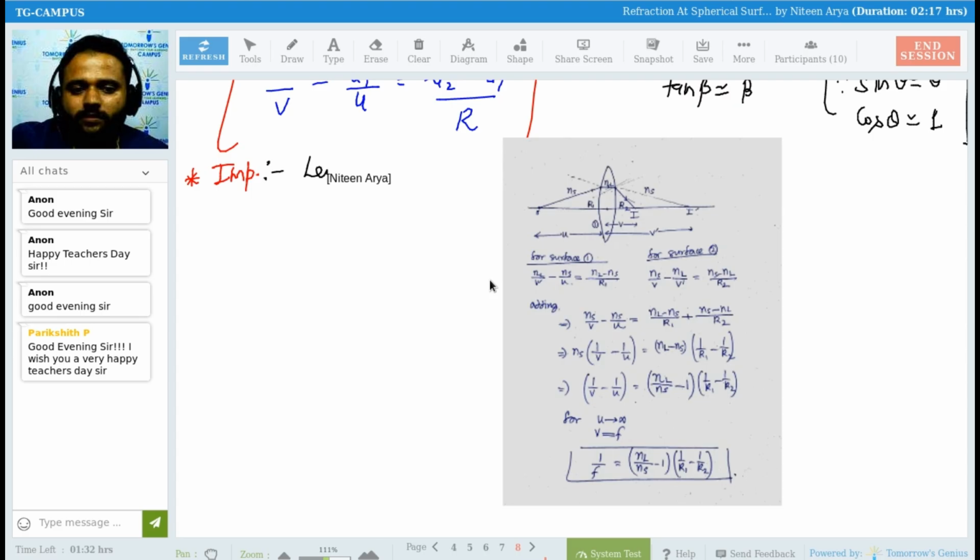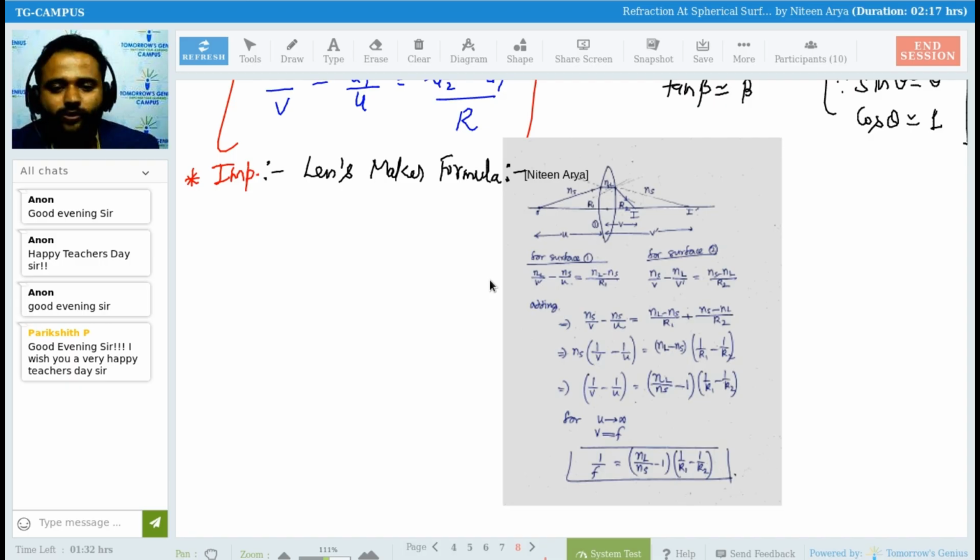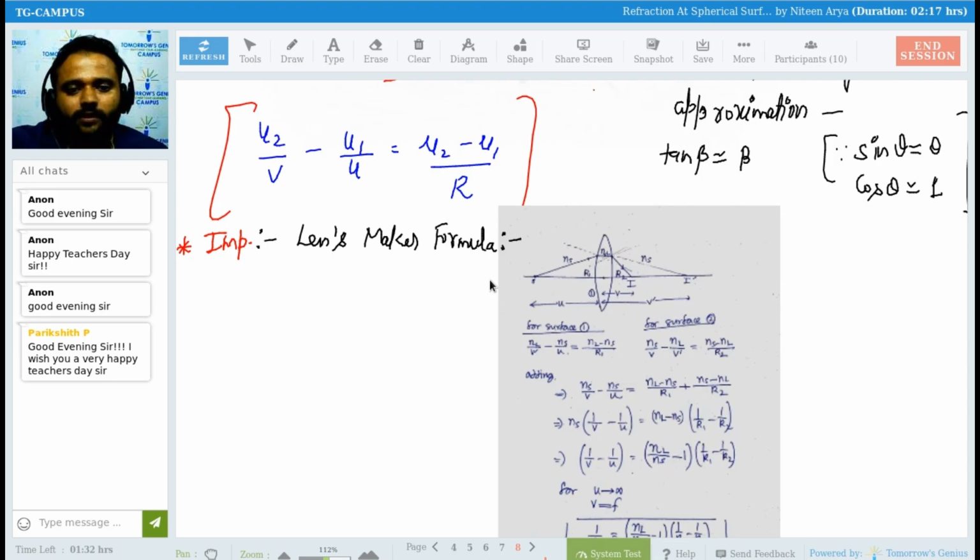That is your lens maker formula. Lens maker formula. Clear? So as you can see, on the one spherical surface, we find this equation number 5. On the second surface also we can find the same equation. Clear? The above equation we can find for the second surface also.